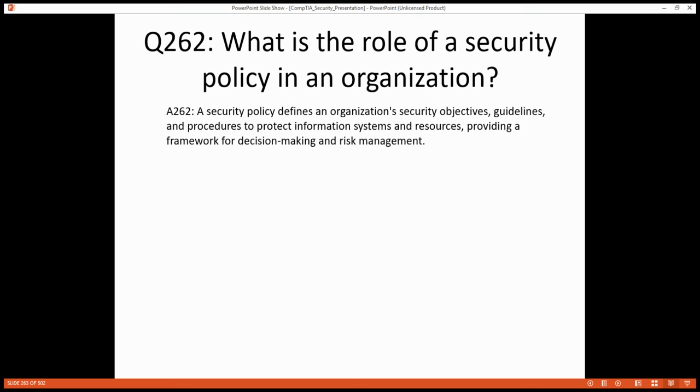Q262. What is the role of a security policy in an organization? A262. A security policy defines an organization's security objectives, guidelines, and procedures to protect information systems and resources, providing a framework for decision-making and risk management.